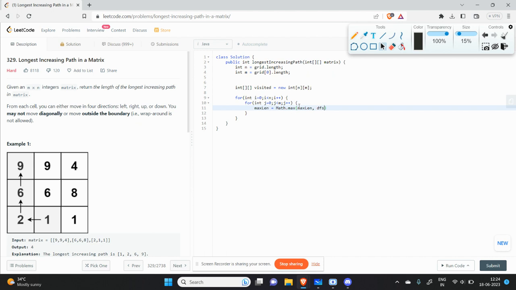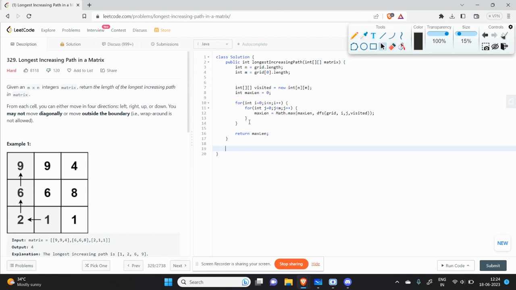And from here I will just make a DFS call. So here I should pass the required attributes i, j and the cache. That's all. Let's initialize the variable that I have just introduced with 0. Makes sense? And at the end we can just return this max length.